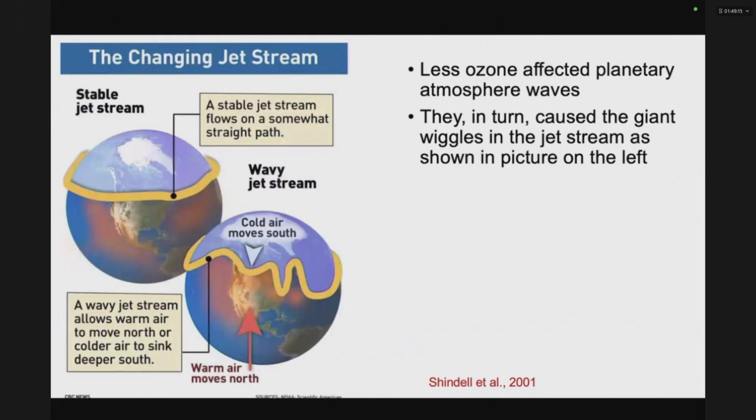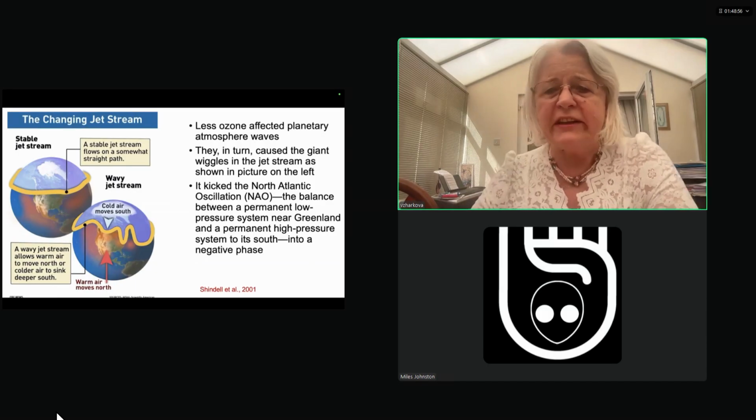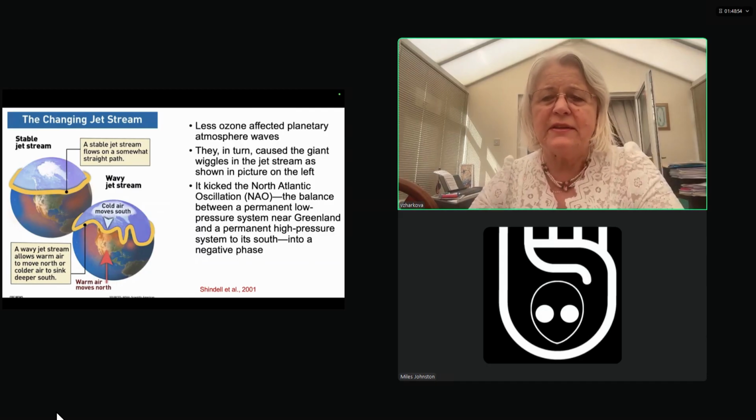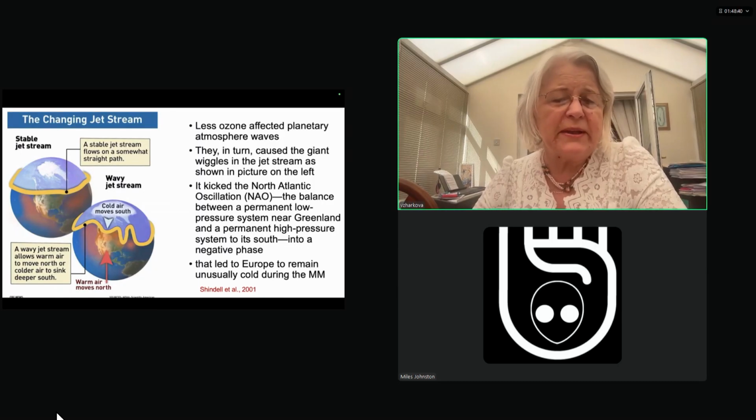Then when the ozone is reduced, it creates giant wiggles. And here you see the giant wiggles of the jet streams coming from the north, as shown in the picture on the left. It kicks the North Atlantic Oscillation, a balance between a permanent low pressure system near Greenland and a permanent high pressure system in the south, into a negative phase. And this is what led to Europe and North America becoming unusually cold during the minimum. So it's not like everywhere became the same. This is related to a particular oscillation.